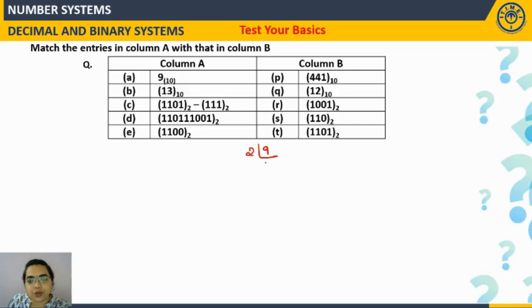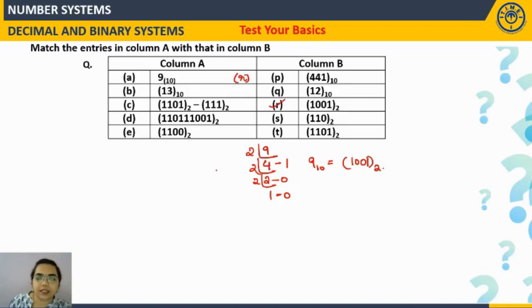Okay. So 2 4s are 8, remainder is 1. 2 2s are 4, remainder is 0. 2 1s are 2, remainder is 0. So what are you getting? 1001 to the base 2. That means 9 in decimal form is equal to 1001 to the base 2. You can see that in R, right? Okay, I'm writing down R here.